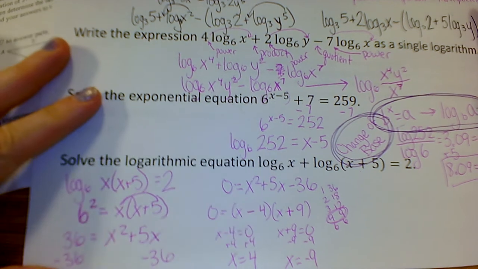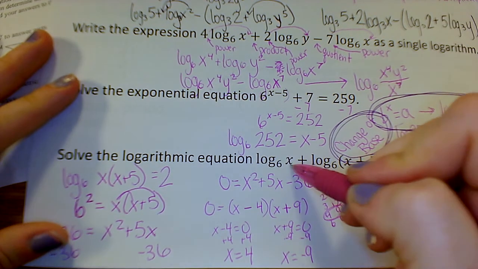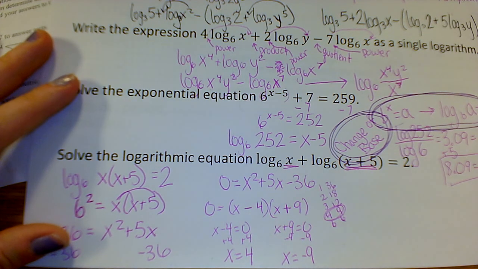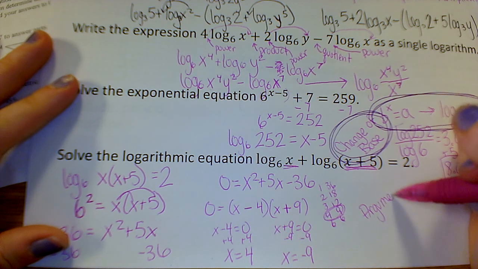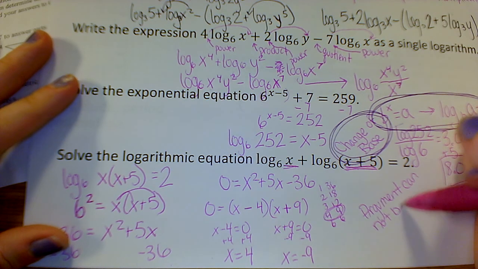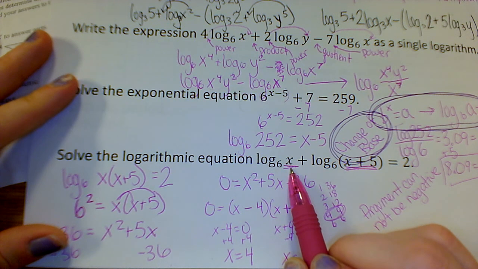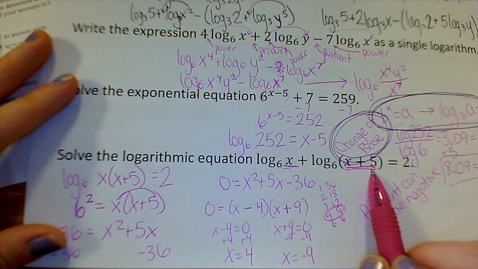Now remember, from logs, this is way back in our memories, that the argument of our original cannot be negative. So I might want to write that down. Argument cannot be negative. So when I look at these two answers, if I was to plug in 4, I'd be fine, because that would be 4 here. And 4 plus 5 would give me a positive 9, so that's not a problem.